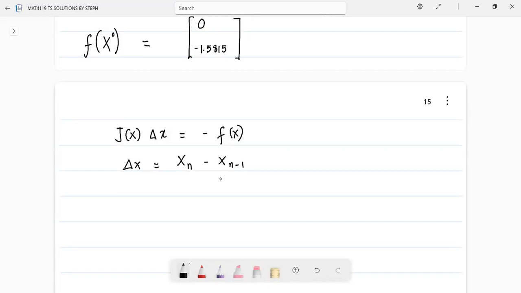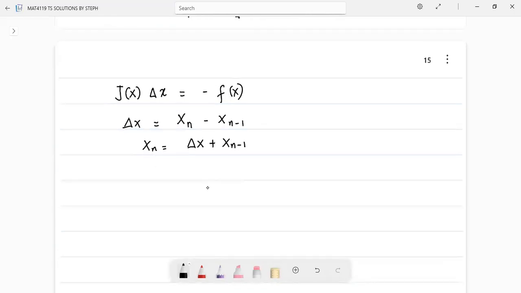So therefore from this we can find the present approximation by rearranging this equation. Our next approximation will be equal to delta x, and this delta x will be calculated from our Jacobian matrix here. You're going to add delta x plus the previous approximation. In this case, the previous approximation is simply 0, 0, right? So let's go ahead and find this delta x. We have found this already. We have simplified this.